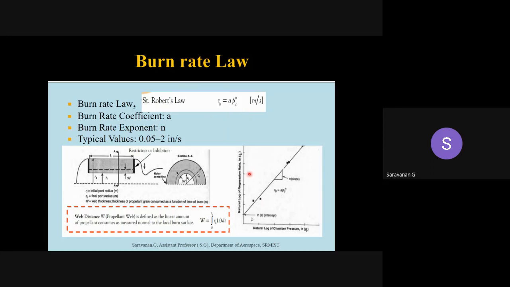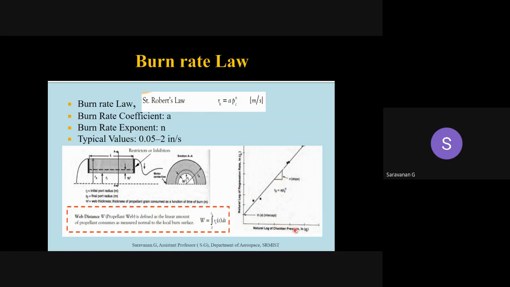This diagram presents the graph of the natural logarithm of the chamber pressure against the natural logarithm of the burn rate. From that we can identify the slope. The slope is n, which gives the idea of the index of the reaction. The curve equation of this line is r equals a Pc to the power n. If you plot the logarithmic values of two different variables x and y, you can identify the slope.